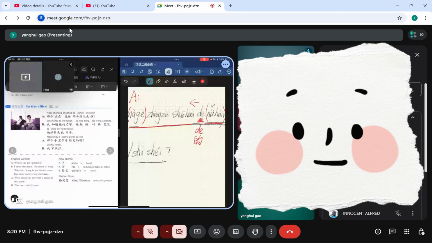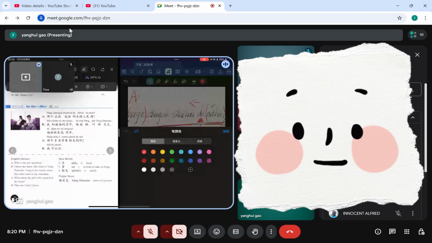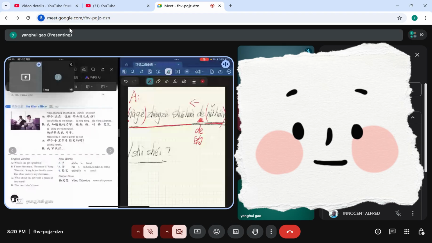So we know 那个女孩. 那个 is that. That girl, 那个女孩. 个 is a measure word for 女孩, so we use 那个女孩, that girl. But here in the text, we can see in this picture that there are two girls in the picture, right?